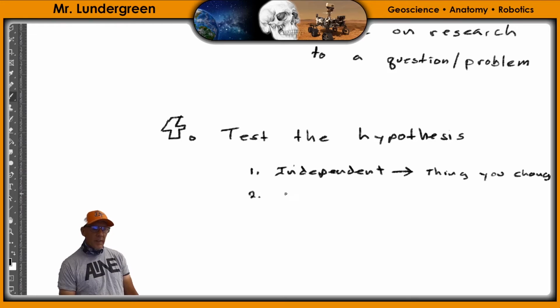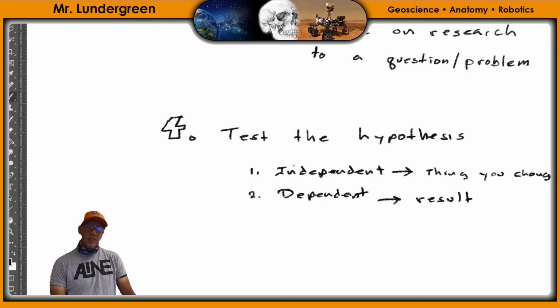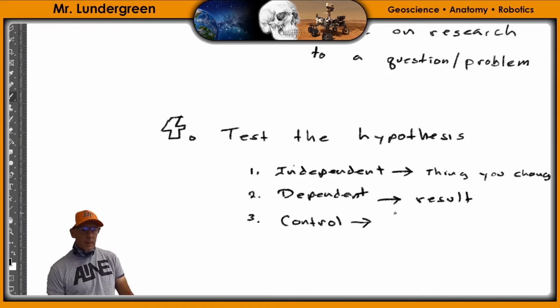Okay, the next variable is called the dependent variable. Okay, this is your result. So if we're still talking about the silly Red Bull makes plants grow taller experiment, this would be actually how much did the plant grow. Okay? So this would be the result. Okay, the third variable is the control variables. These are going to be the things in the experiment that need to be the same.